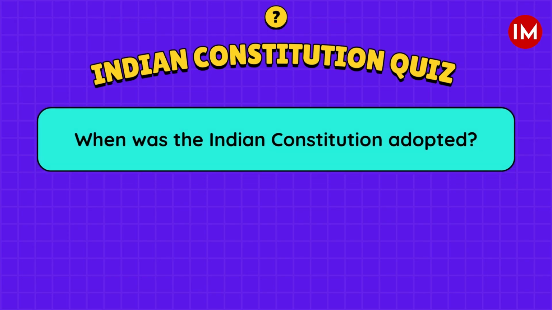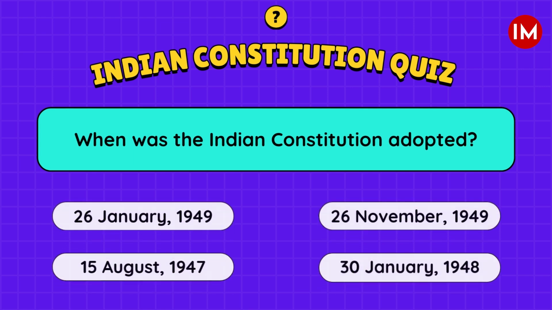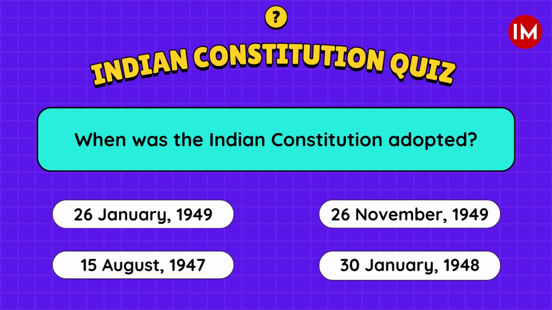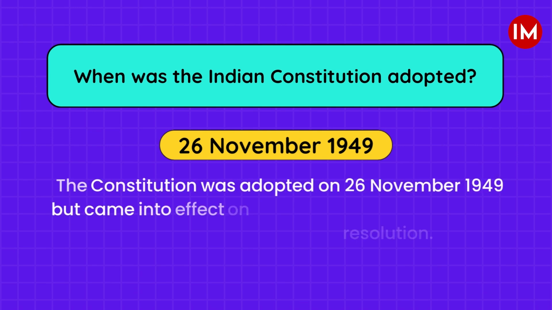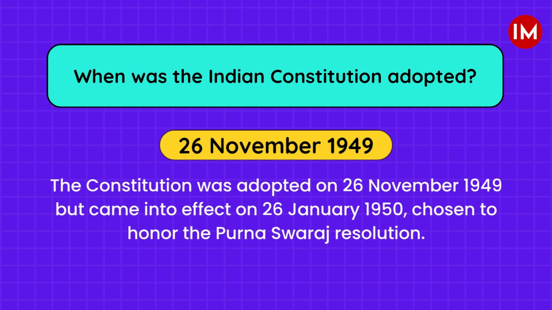Question 10. When was the Indian Constitution adopted? A. 26th January 1949, B. 26th November 1949, C. 15th August 1947, D. 30th January 1948. The correct answer is B. 26th November 1949. The Constitution was adopted on 26th November 1949 but came into effect on 26 January 1950, chosen to honor the Purna Swaraj resolution.